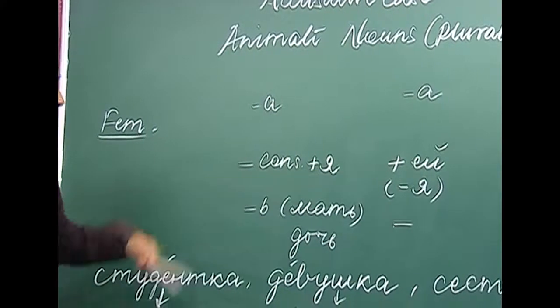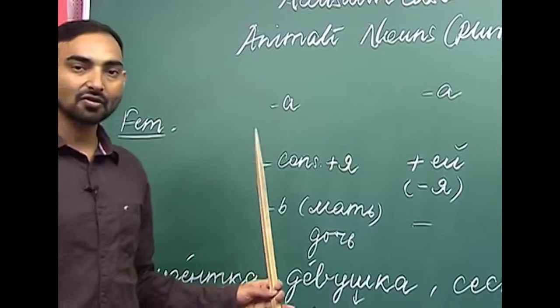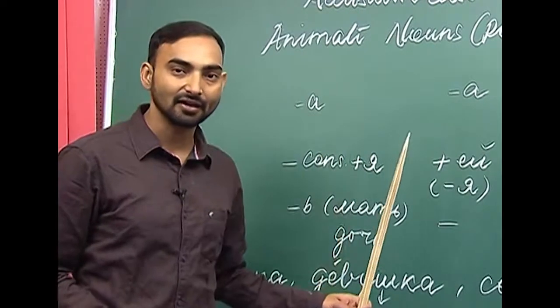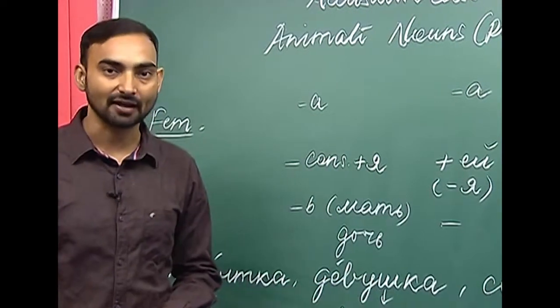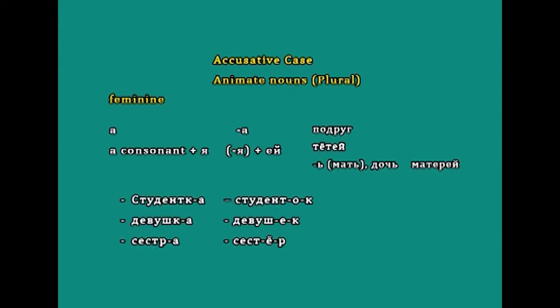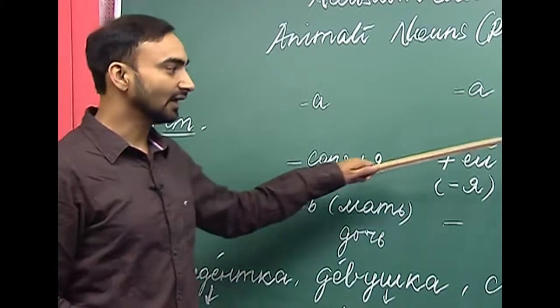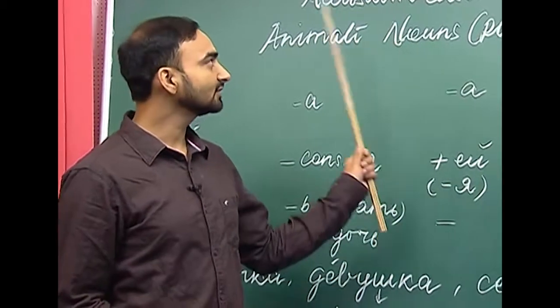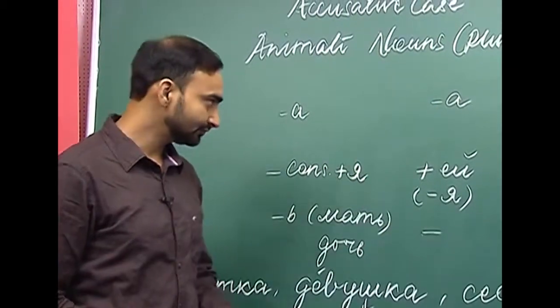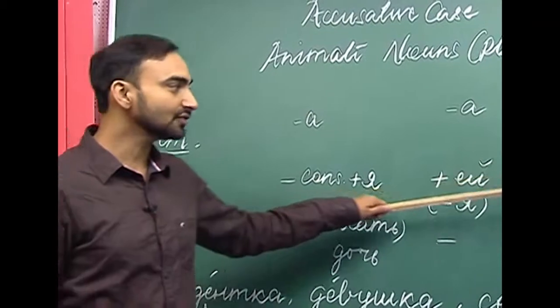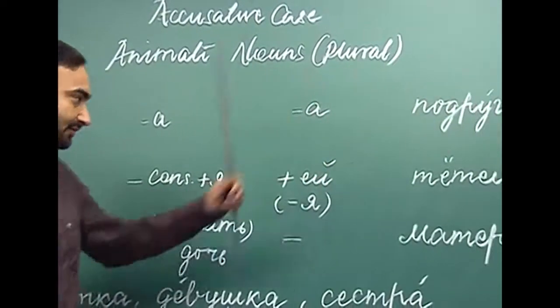The second case is when the noun ends with a consonant plus ya. For example, chochya. What is chochya? Chochya is auntie. So, how do we make changes in this noun to make its accusative case form? How are we going to use chochya in the accusative case?